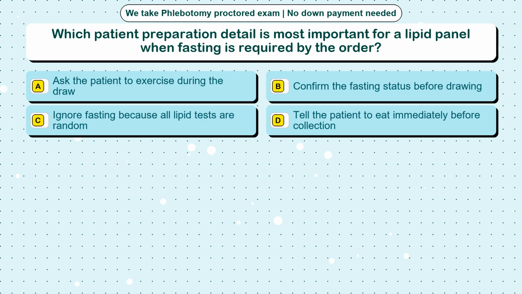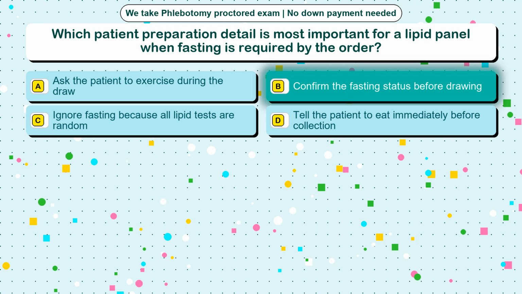Question 52. Which patient preparation detail is most important for a lipid panel when fasting is required by the order? Option A. Ask the patient to exercise during the draw. Option B. Confirm the fasting status before drawing. Option C. Ignore fasting because all lipid tests are random. Option D. Tell the patient to eat immediately before collection.